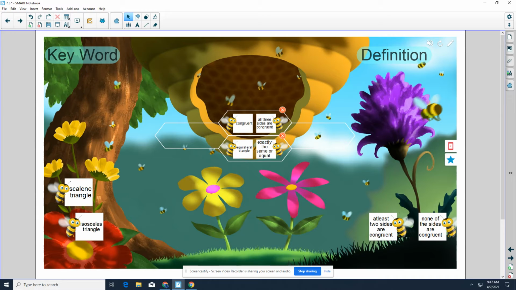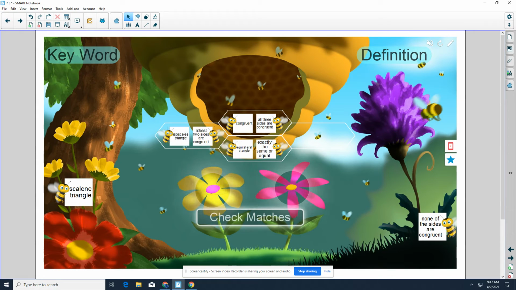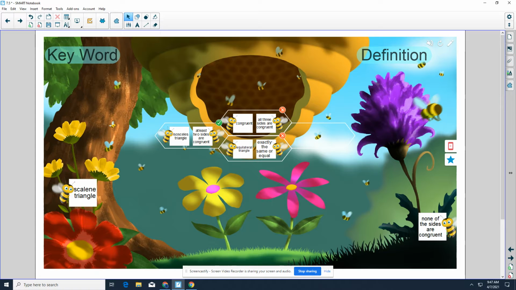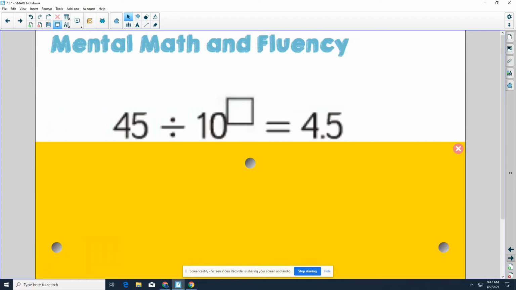And then an isosceles, so iso is the root there, and iso means one, at least one. So at least two sides are congruent. So with an isosceles, at least one side is different than the other. And then scalene, I always think of it as a scary triangle. None of the sides are the same. So again, we'll go over these. But isosceles, congruent, equilateral, and scalene are all words we can use to describe triangles.